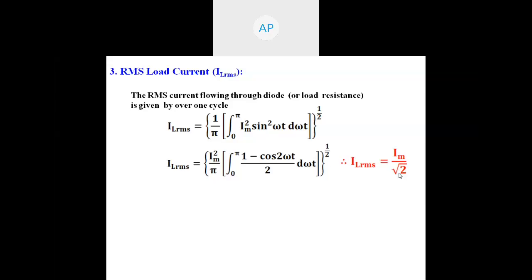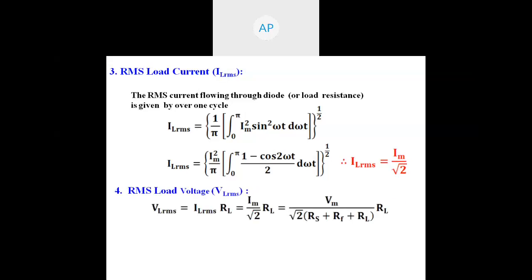If we solve this expression, you have that finally ILRMS is equal to Im divided by root 2, whereas for half wave it is Im divided by 2. Here it is Im divided by root 2. Please remember that for a half wave rectifier, it's Im divided by 2. For a full wave rectifier, Im divided by root 2. Why? Because here current is flowing through each half cycle. For each positive half cycle, a negative half cycle will be there.